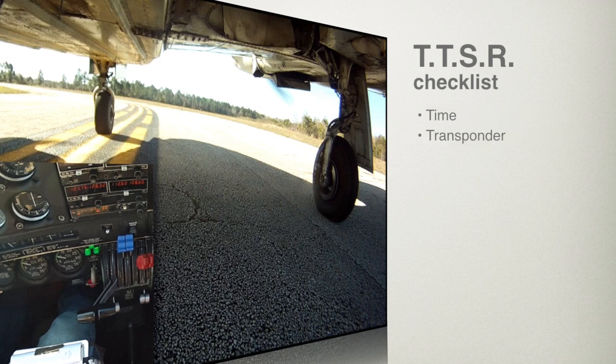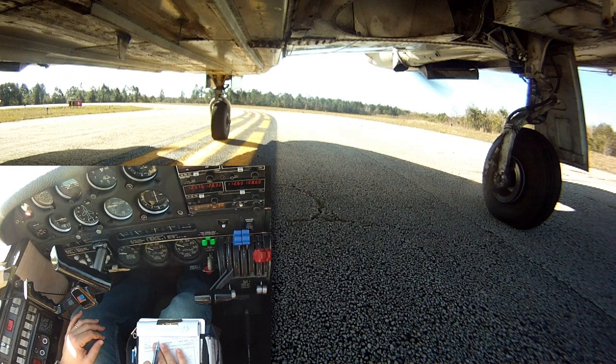TTSR, here the checklist is exactly the same. Time noted, transponder alt, switches, boost pumps, taxi lights are off, landing lights are on, and the runway heading is calibrated on the directional gyro.